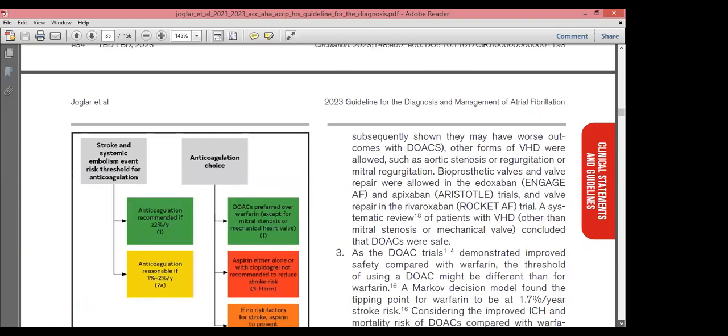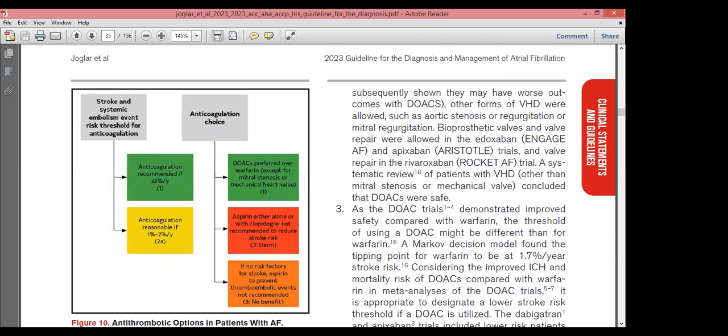Okay, I can still use this table just to summarize what I talked about on anticoagulation. So they said here, for people that have stroke and systemic embolism event risk, the threshold for anticoagulation: if their CHA2DS2-VASc score is greater than 2, you anticoagulate them. Then if their CHA2DS2-VASc score is intermediate, it is reasonable to anticoagulate them. So you can look for additional factors to decide on anticoagulation.